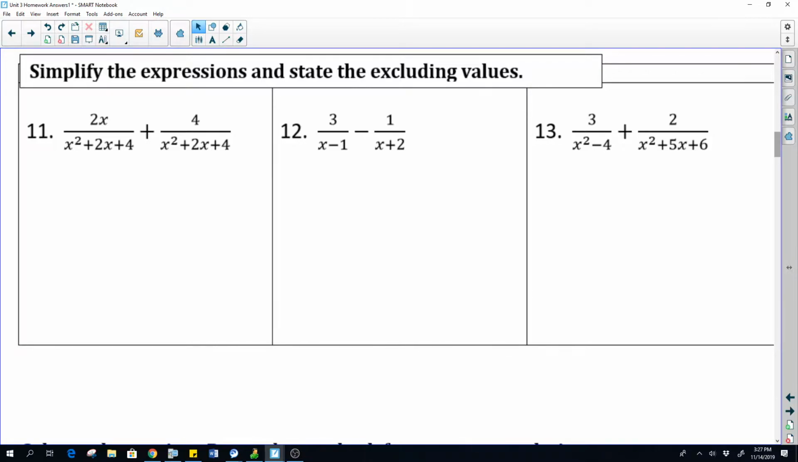Okay, so number 11, state the excluded values as well. So we do want to factor it just to make sure we get those excluded values, and then you can leave it in that form or not. So let's see here. Factors of 4.